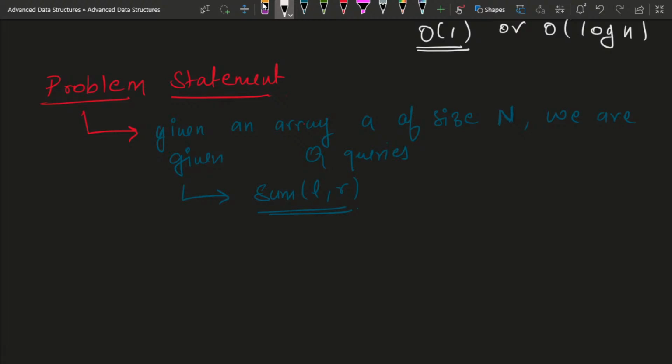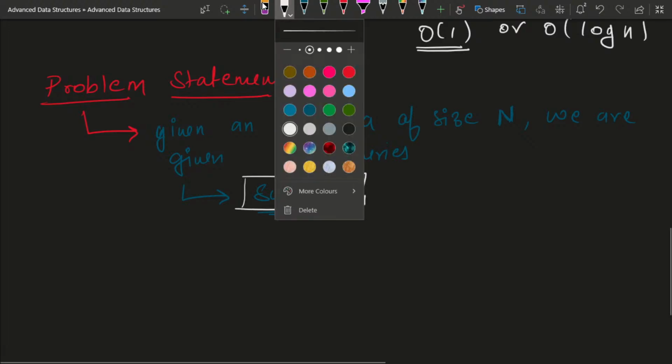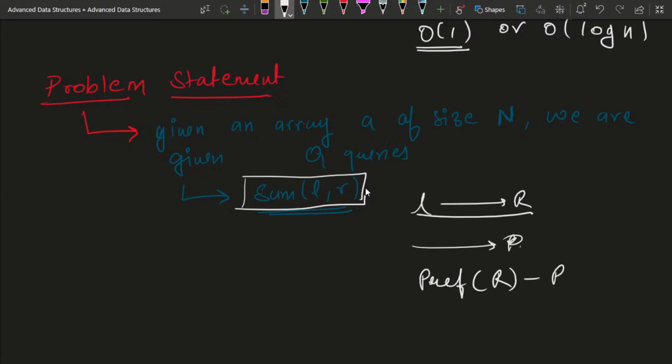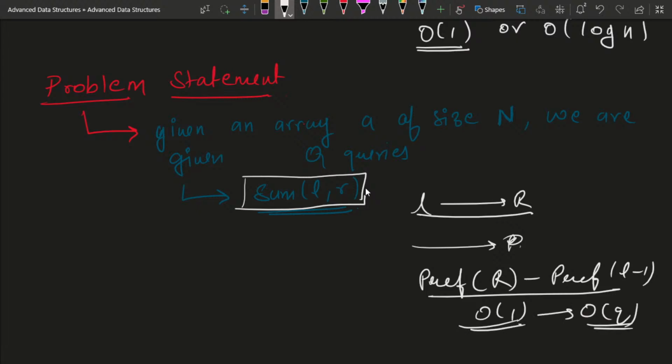Okay, so you are given q queries of this type, sum from L to R. Now one can say we can solve it by using the naive approach. We can just travel from L to R and calculate the sum. In the other way, we can maintain a prefix sum and compute prefix of R minus prefix of L minus 1, which we can do in order of 1 time. So for processing q queries we would require order of q time, and we will be done. So this is the most efficient method of doing this.